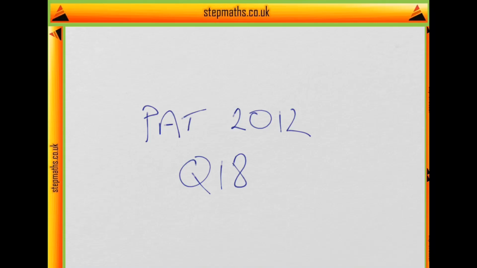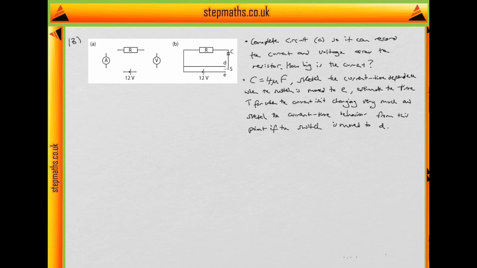Hi, today we're going through the paper from 2012 looking at question 18. So in question 18 we're given these two circuits here. In the first part we're asked to complete circuit A so it can record the current and voltage across the resistor and then to work out how big this current actually is.